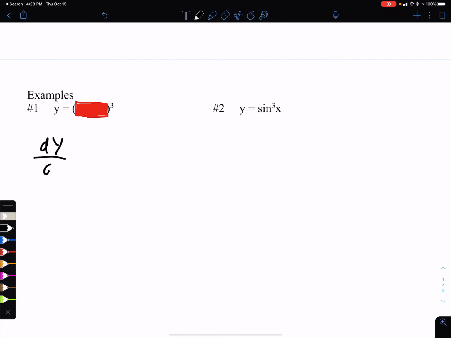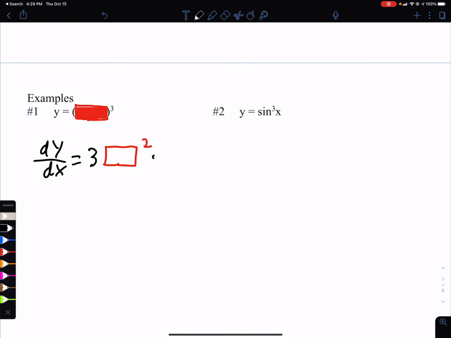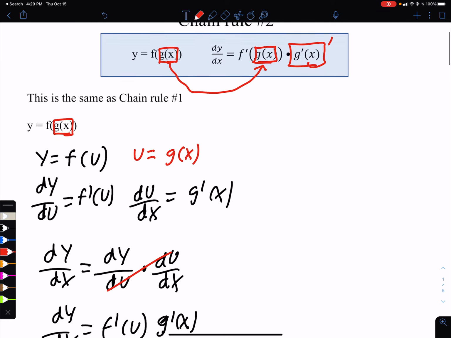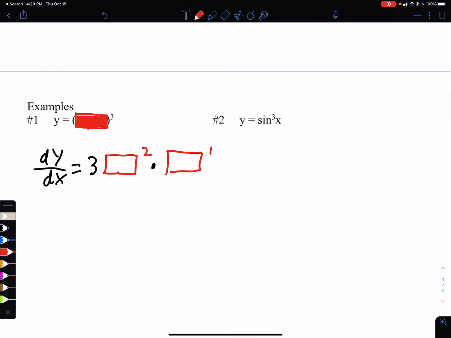So what's the derivative of y with respect to x? Well, it's going to be 3, and then we see the box there squared. We're using the power rule. So you move the 3 in front and decrease that by 1. And then we multiply that by the derivative of box. Remember? The derivative of box goes at the end.